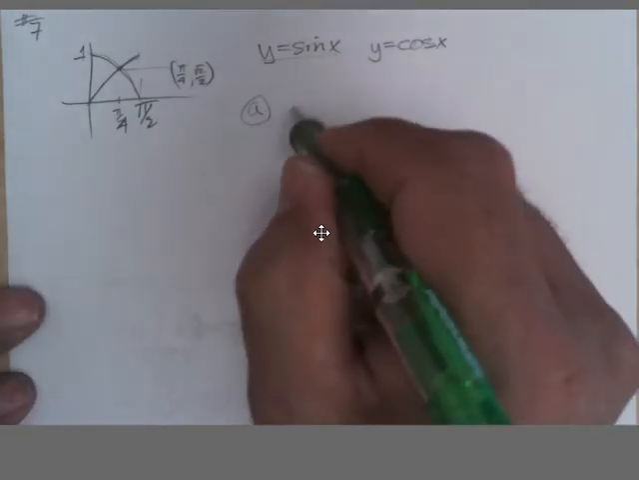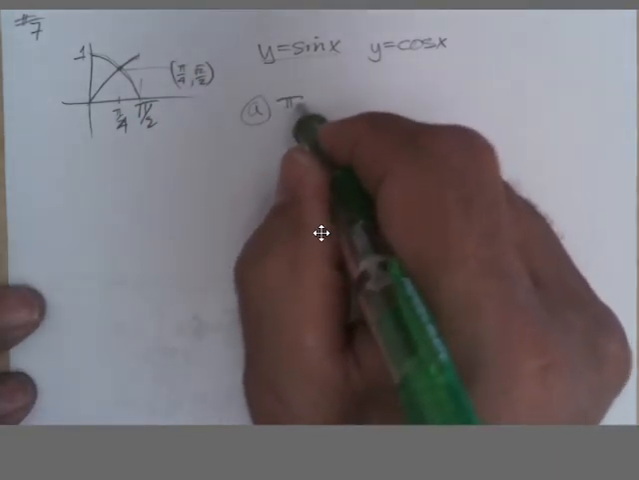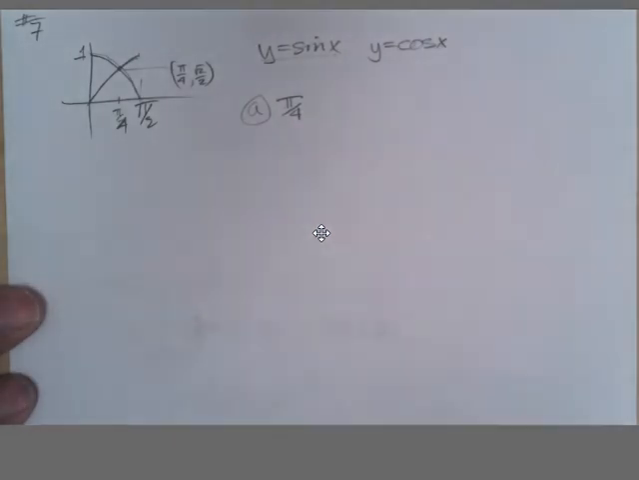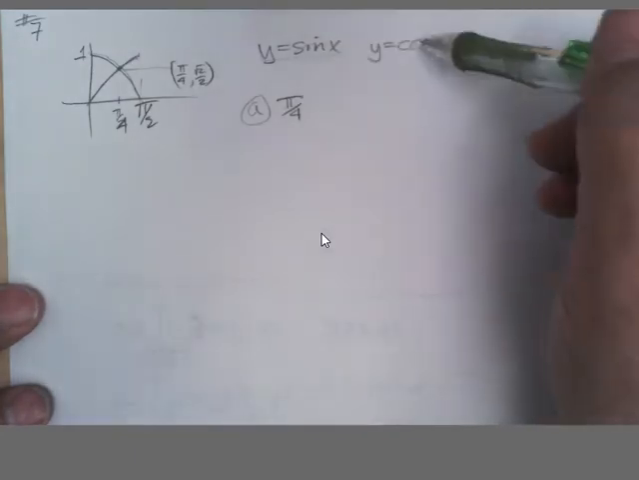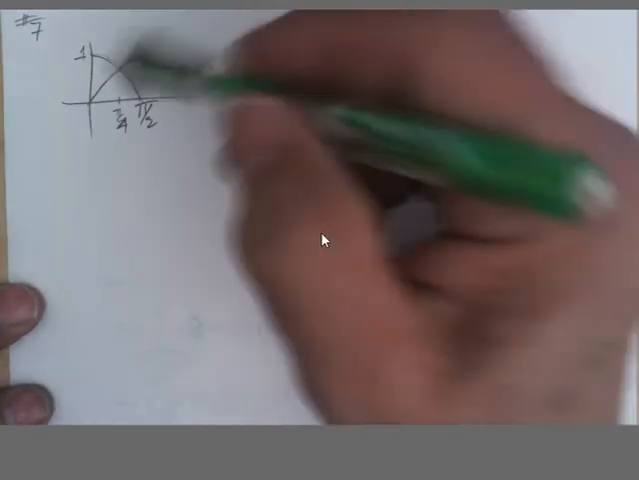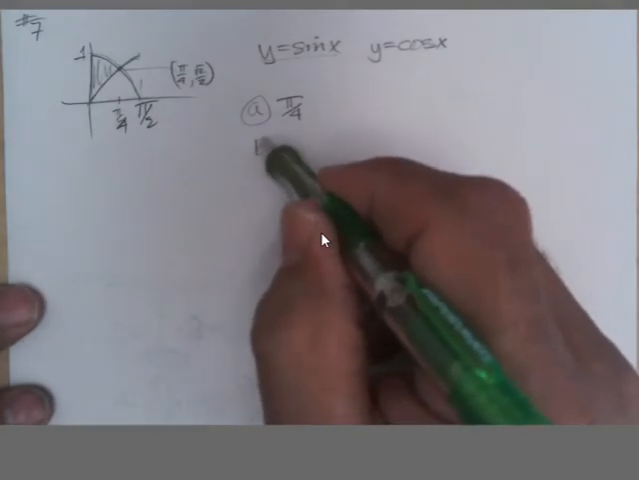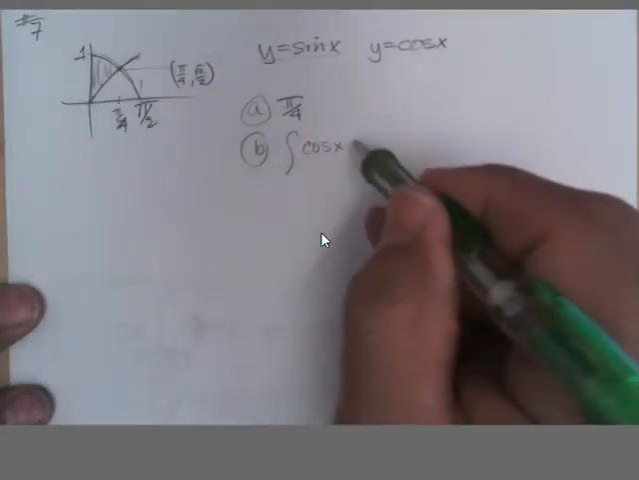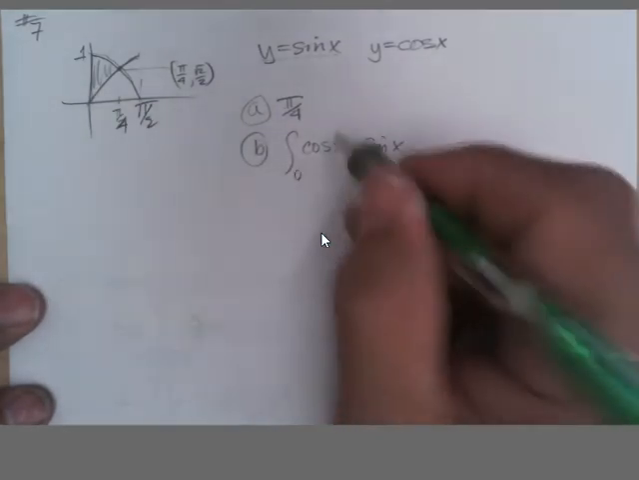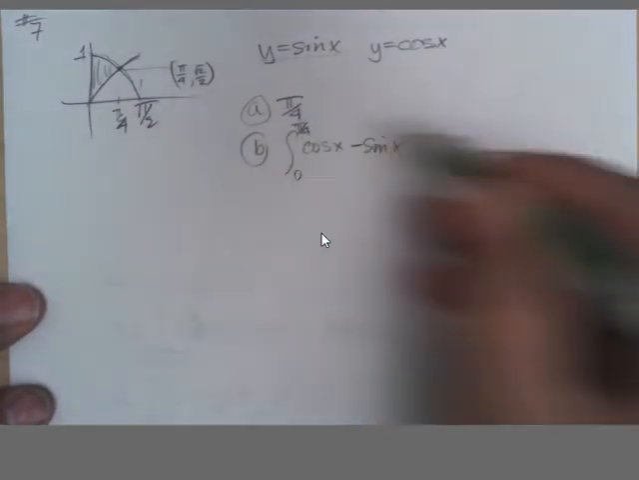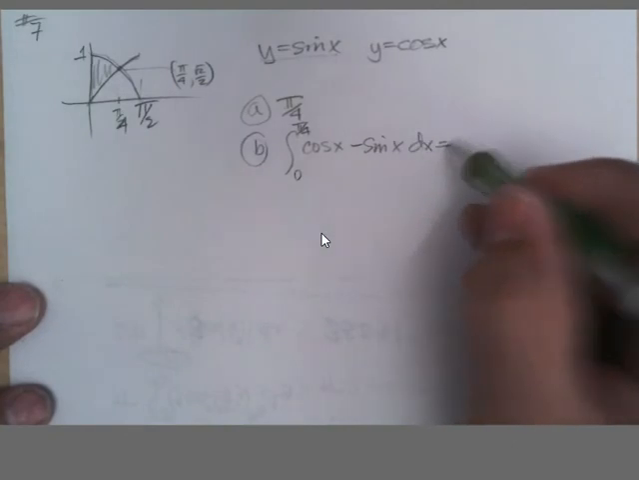And it says, what's the first positive x value where they intersect? That's at pi over 4. Part B: set up a definite integral that finds the exact area bounded by this and the y-axis. So that's this area. That would be the integral of the top one minus the bottom one from 0 to pi over 4 dx.